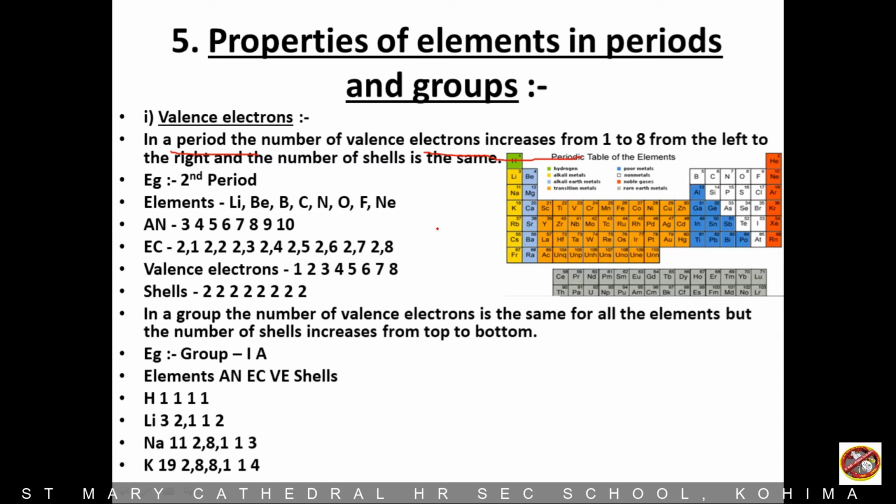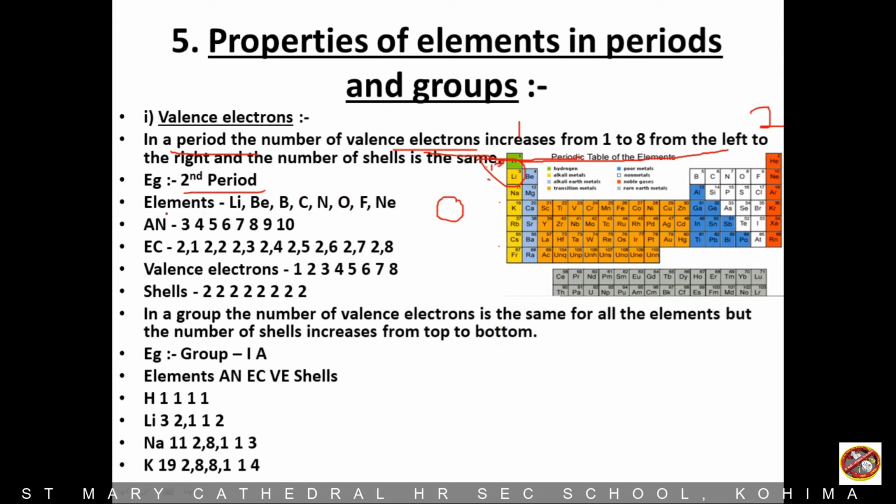Like I said earlier, in your periodic table, the periods 1, 2, 3, 4, 5, 6, 7, in period number 1, from left to right, they will have the same number of shells, just that the electrons will increase. You can see hydrogen has 1, helium has 2, right? So we can take the example of the second period, since we have only 2 elements in the top period.